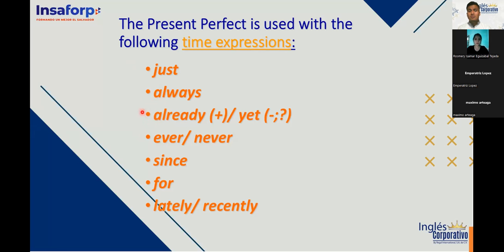We are going to also check already and yet. So as you can see here, between parentheses, we have an idea in which situations we have to use them. Already, we are going to use it only for positives, and yet, we are going to use it for negatives and also for questions. We are also going to understand how to use ever and never, since, for, lately, and recently.